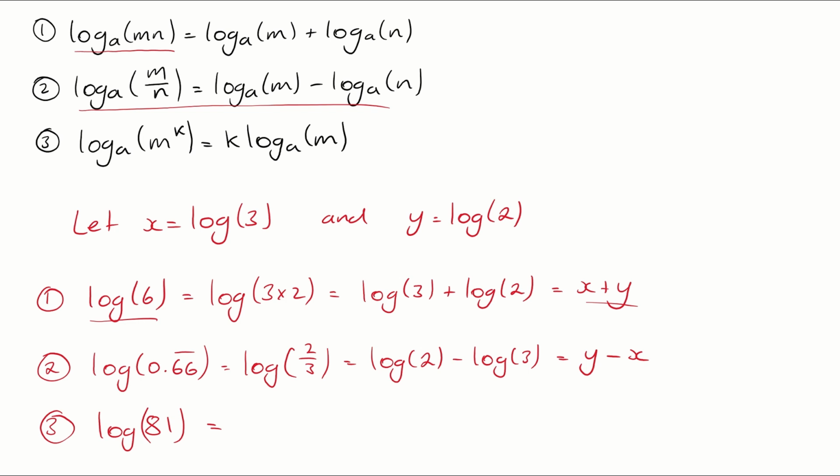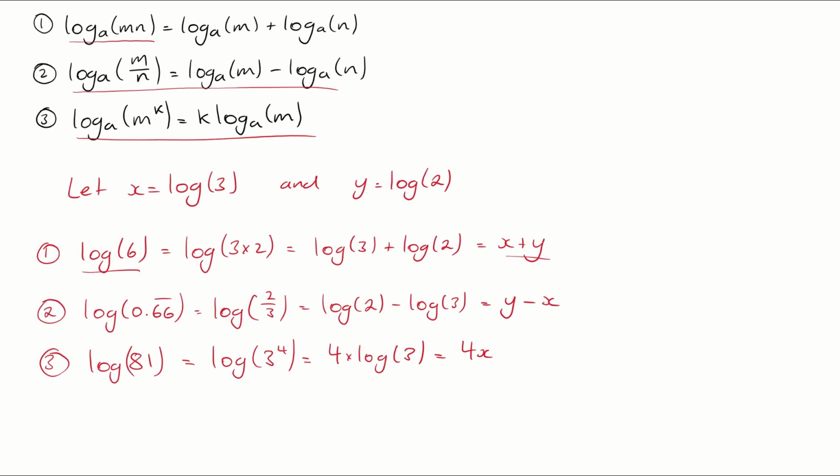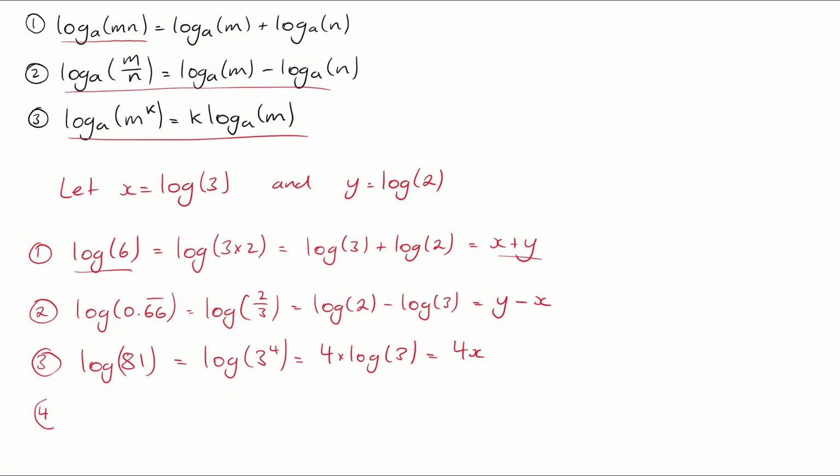Well, I can rewrite 81 as 3 to the power of 4. And using my power rule that I have here, I can write that as 4 times log of 3. And log of 3 is just equal to x, so log of 81 would just be 4x. And finally, if I just zoom out a little bit, we'll have one more example. Log of 2 root 3.